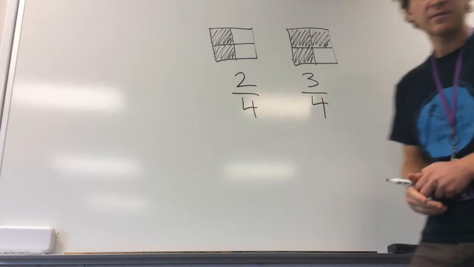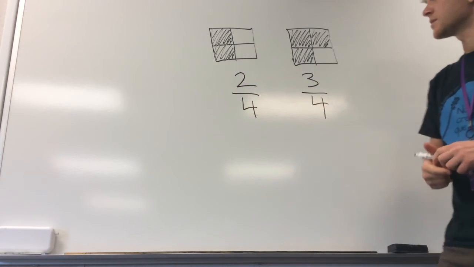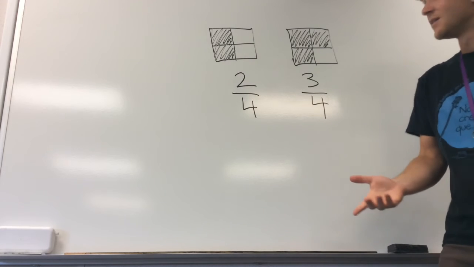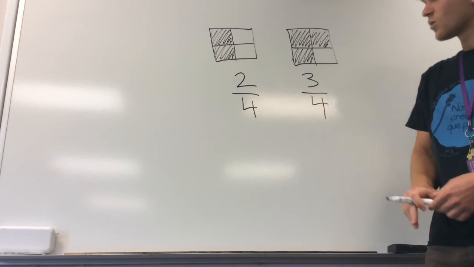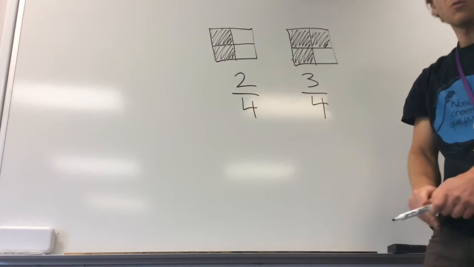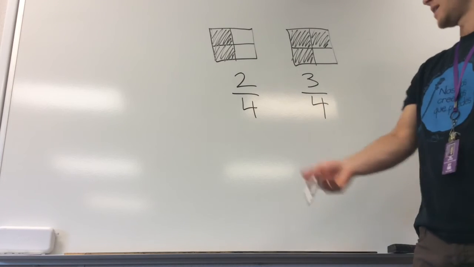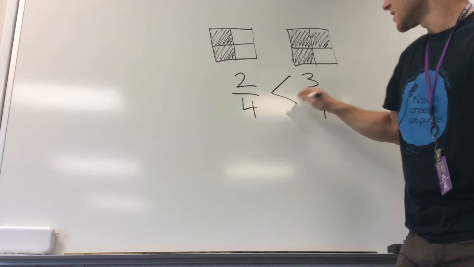So mathematicians, if you were to compare 2/4 to 3/4, which one is bigger? That's right, 3/4 is bigger. So which way should our alligator mouth be facing? Well, remember, it's really hungry. It wants to eat the bigger number. So if 3/4 is the bigger number, we'll have it going this way.